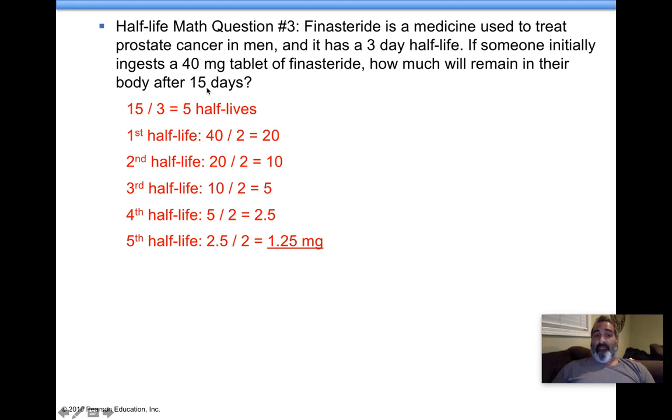So at first there's 40 milligrams. After one half-life, there's 20. After a second half-life, 20 divided by 2 gives us 10. Third half-life, 10 divided by 2 gives us 5. Fourth half-life, 5 divided by 2 gives us 2.5. And the fifth half-life, 2.5 divided by 2 gives us 1.25 milligrams as our answer. So after 15 days and 5 half-lives, 1.25 milligrams of this medicine will remain in the person's blood.